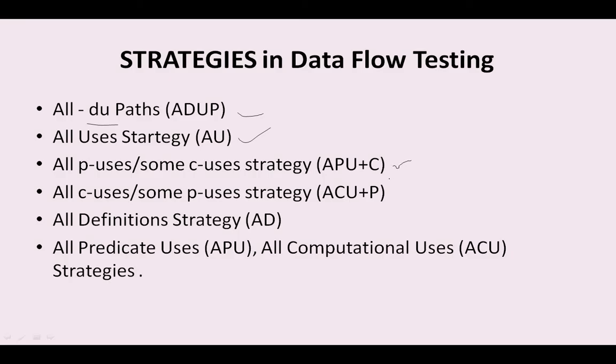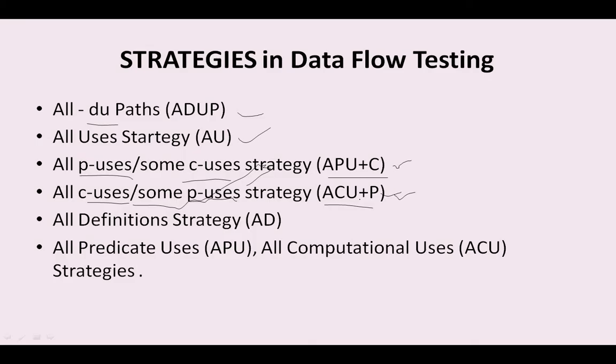For the operations, we use two different kinds: number one is computation, and number two is the predicate. So we have two types of uses here: computational uses and predicate uses. Now there is all C uses and some P uses. It is the reverse of the top one, that is ACU plus P, while the above one is APU plus C. C is for computational purposes and P for predicate purposes.